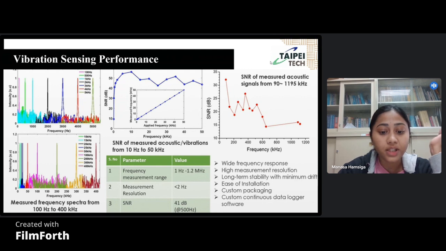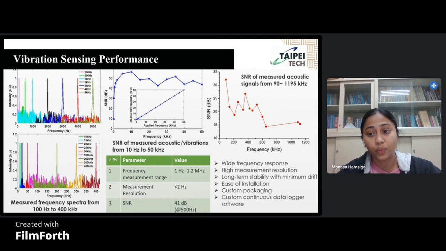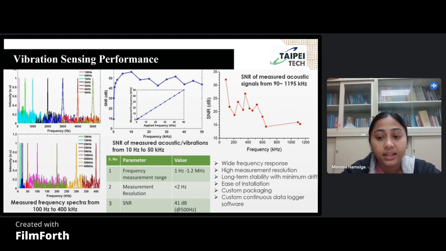And the MEMS based sensors are limited in bandwidth and expensive. But this one is less than 2 kilohertz and high in signal to noise ratio. The wide range of frequency response can be seen, and they have long term stability with minimum drift. They are also easy to install, and they also provide custom packaging, with continuous data logger software.